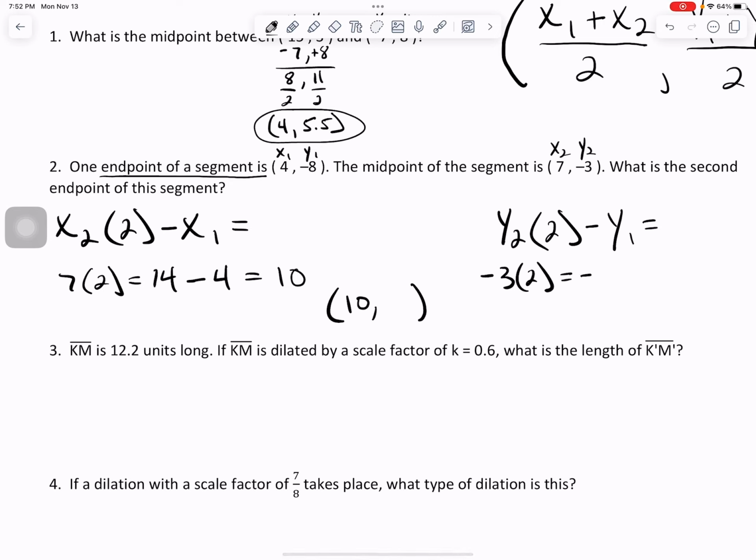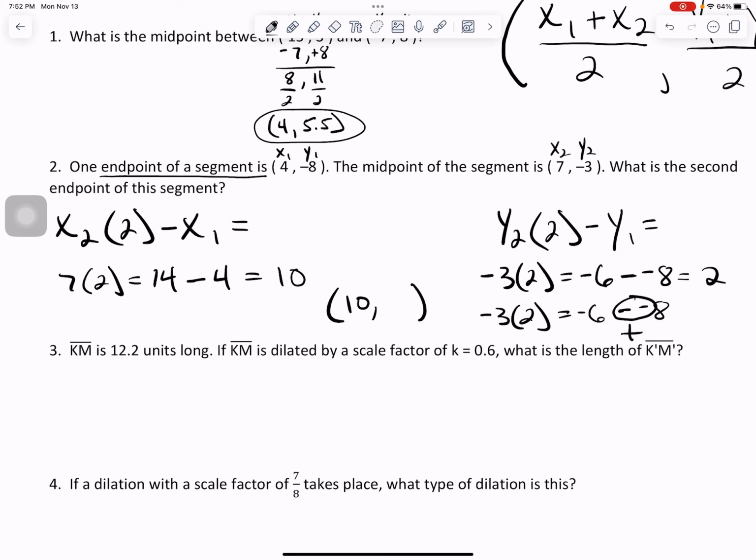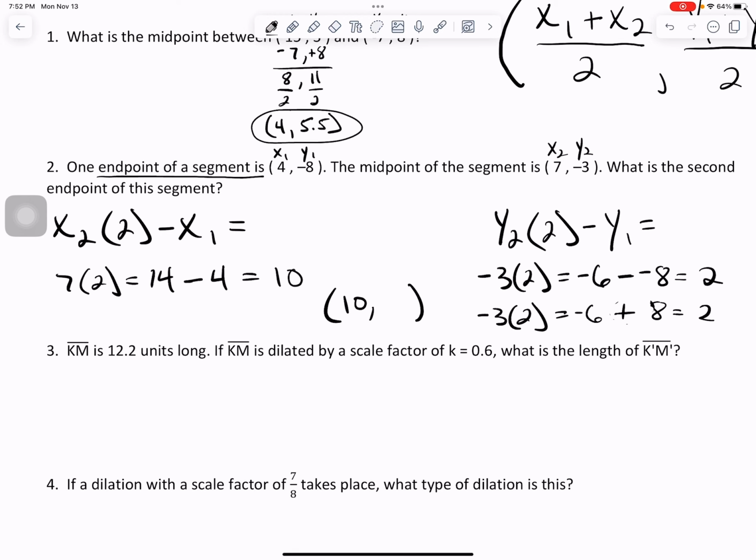Times 2 equals -6. Then we want to subtract our y1. So I'm going to put minus, and our y1 is -8. Equals 2. Now some of you in class did such a wonderful job that you said, but Mr. Richards, that minus -8, what else is that telling us? It does. When you have that minus negative, I'm just going to circle it, that really turns into a plus. So I'm just going to erase that. I thought that I had it on full, but I didn't, so let me just take a moment here. We'll do plus equals 2. So your answer is 10 and 2.